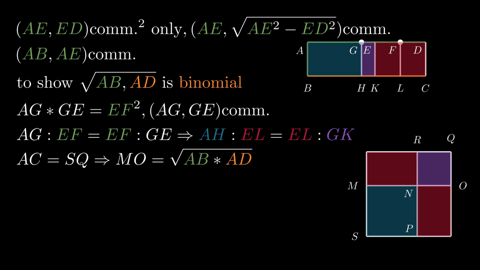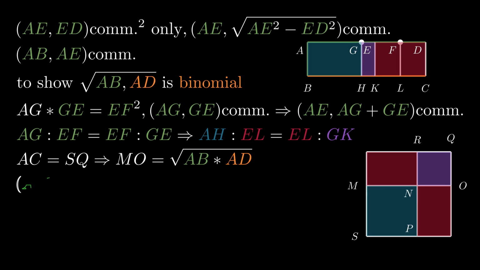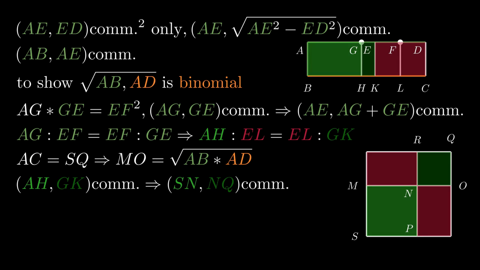AE is equal to AG plus GE. AG and GE are commensurable, so AE and AG plus GE is commensurable. AE is rational, so AG and GE are rational, and AH and GK are rational and commensurable. Thus SN and NQ are rational and commensurable.